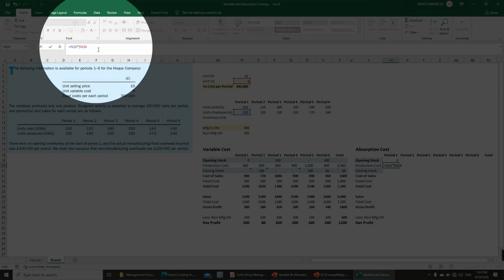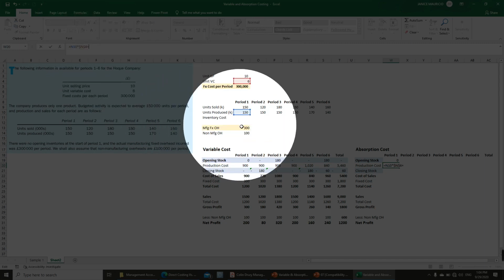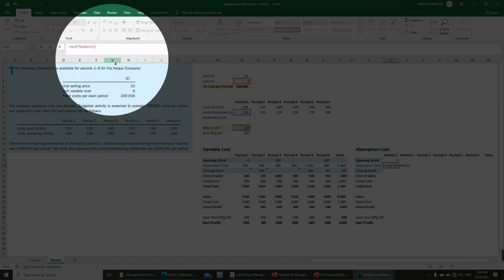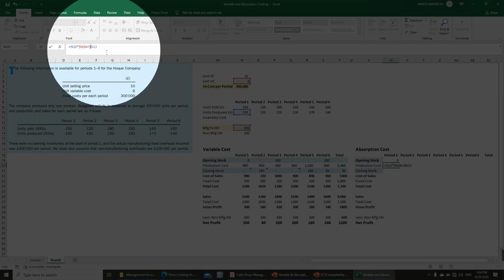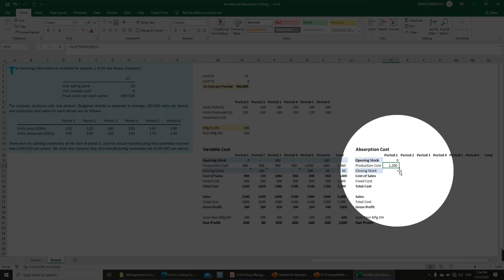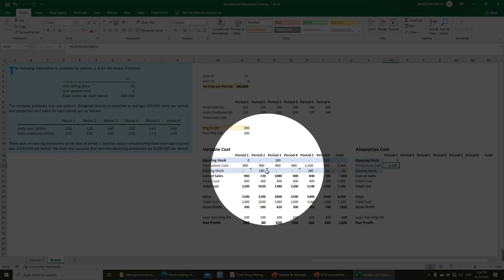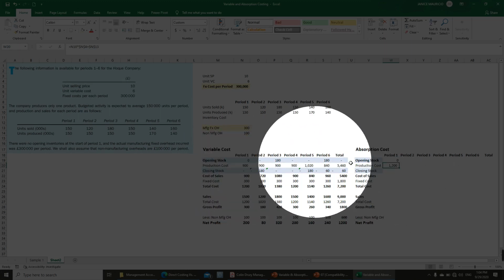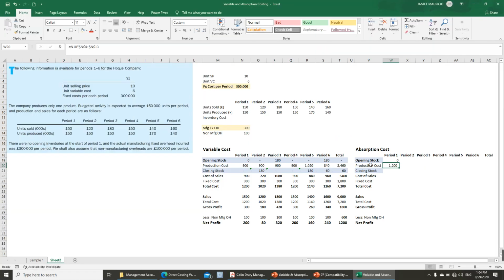So what else do we need to add? Plus the fixed manufacturing overhead, which is 300,000, and let us also fix it because the fixed manufacturing overhead is the same from period 1 to period 6. Okay? So now it will result in a production cost of 1.2 million. So you will see there's already a difference in terms of the production cost. Okay?